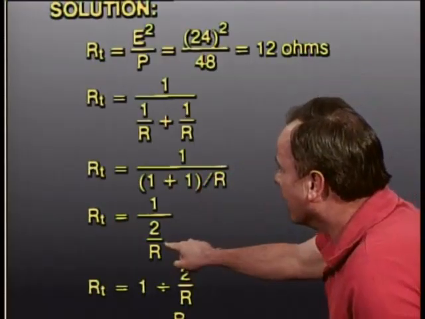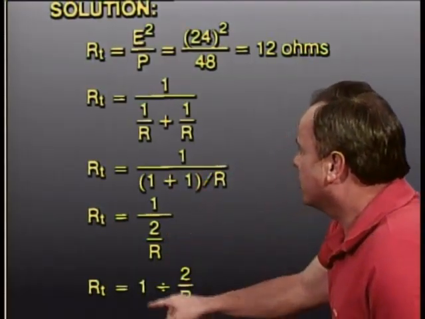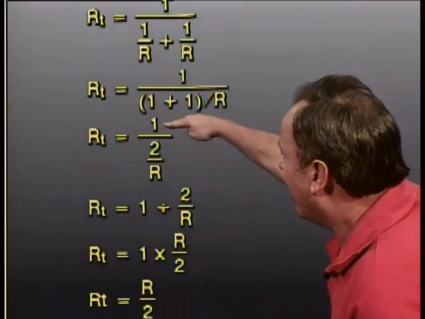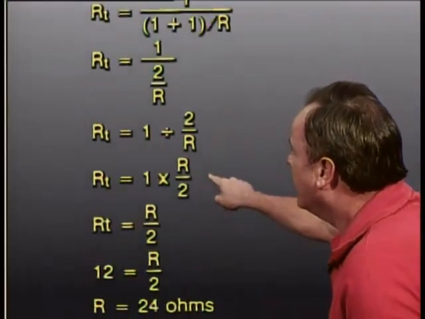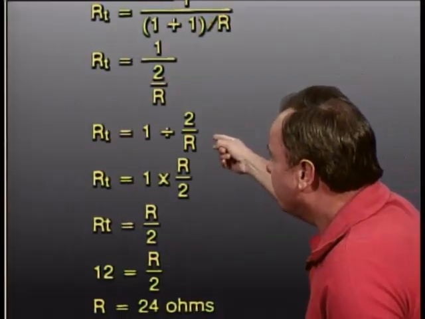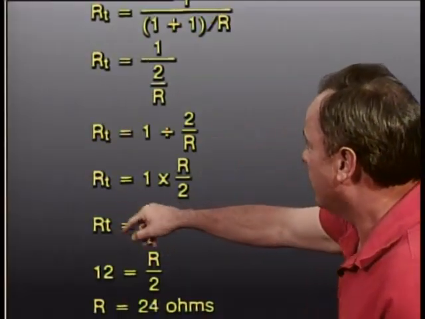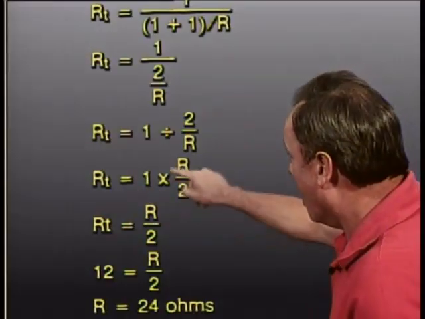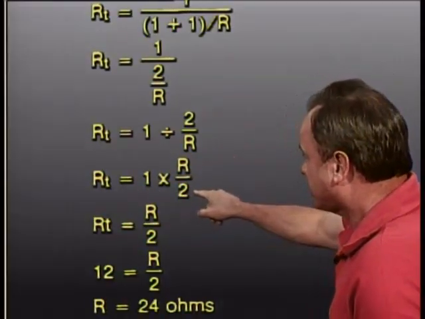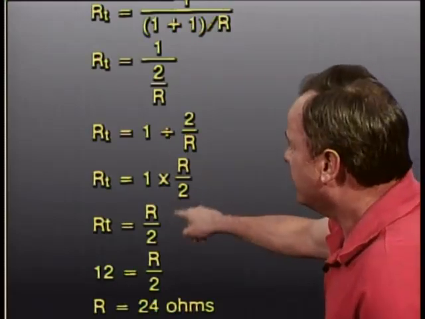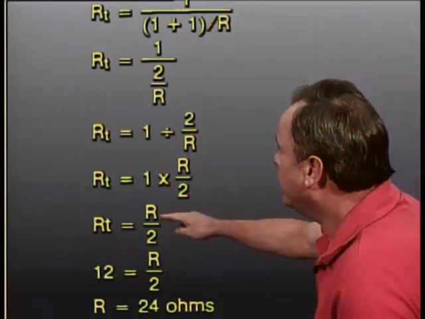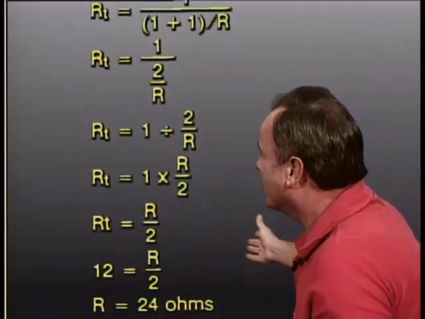2 divided by R. So that's all there is to it. And so the total resistance is 1 divided by 2 divided by R. Well, to divide, all we have to do is flip this. So total resistance at 12 ohms is equal to 1 times R divided by 2. Okay, 1 times both of these means the total resistance is equal to R divided by 2. That's all there is to it.